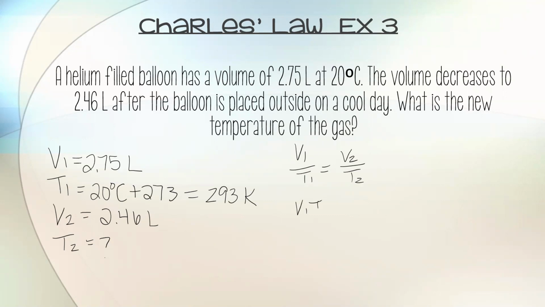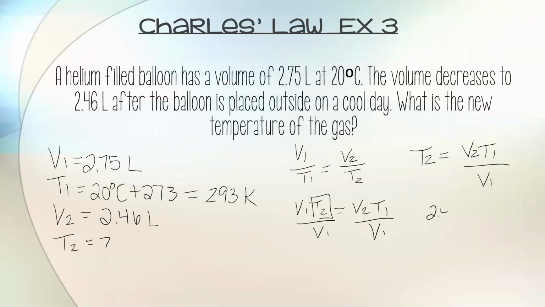cross multiply if you want. You don't have to write the first part if you always cross multiply. It's up to you. Okay, I'm solving for T2. I divide both sides by V1. So T2 equals V2 T1 all over V1. Now I can plug in. V2 is 2.46 liters times T1, 293 Kelvin, all divided by V1. So I get that T2 equals 2.46 times 293, all divided by 2.75. I get 262.1.